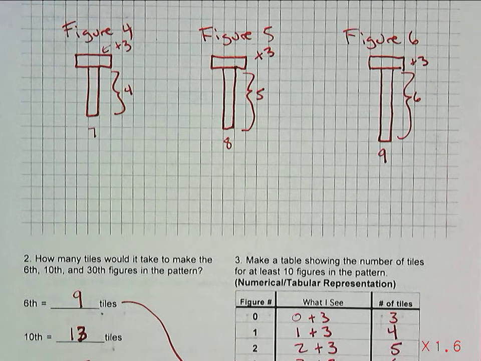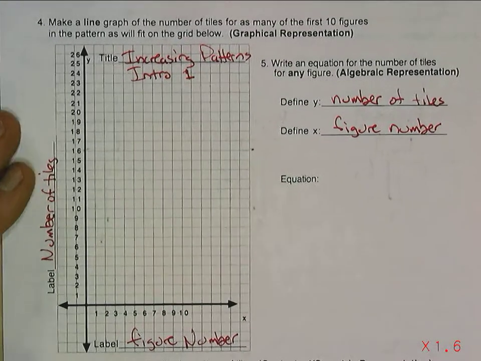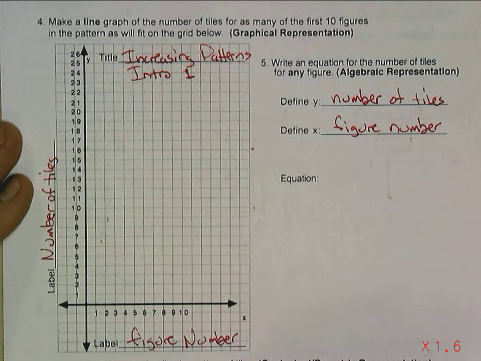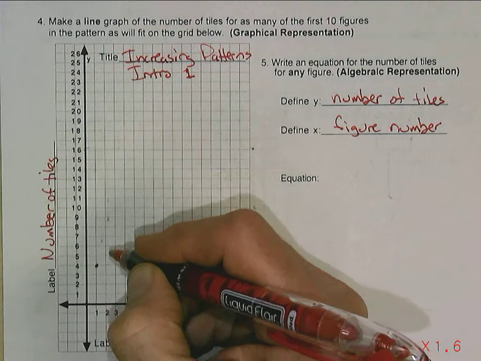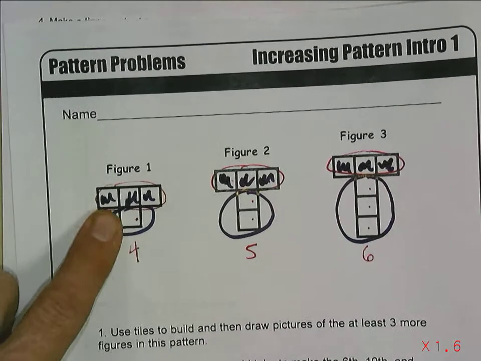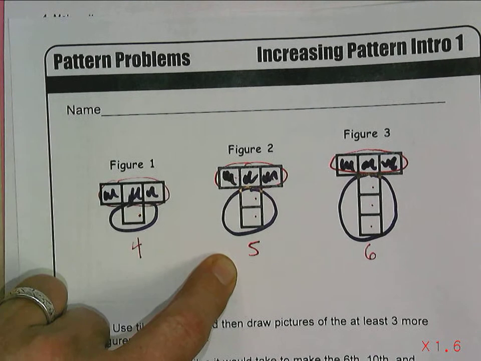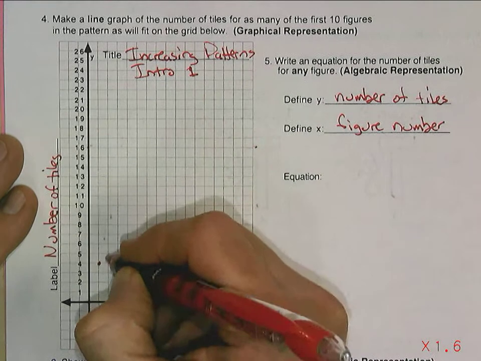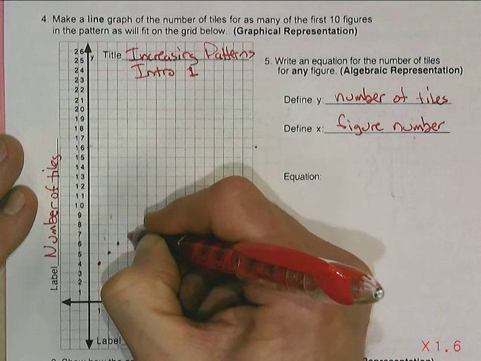Right now, we're going to move on to the other side of this, and we're going to do the graphical representation. So we've done our tabular representation. Sometimes it's a good place to start, because now we can go back to, if we have figure number 1, remember figure number 1 had 4 tiles in it. So now I'm just representing this on the graph. Figure number 1, 4 tiles. Figure number 2, 5 tiles. Figure number 3, 6 tiles, etc. So figure 2, 5, figure 3, 6, 7, and so on.